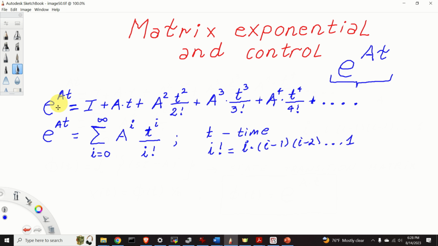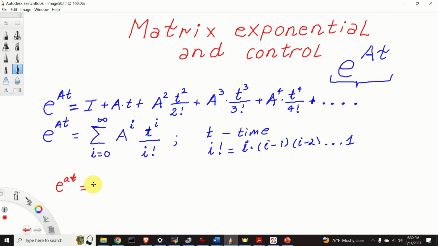This seems like a very complex expression. However, maybe it's not so complex. Let me ask you the following question. Does this expression remind you of something that you learned in basic calculus? Think about it. Obviously, this matrix expression is a generalization of the Taylor series expansion of the scalar function. Do you remember the Taylor series expansion, or better to say Maclaurin series expansion, of e to the power at, where a is a scalar?